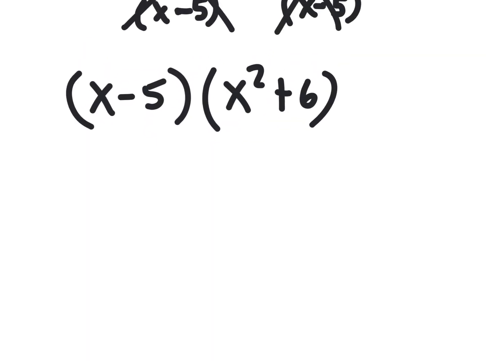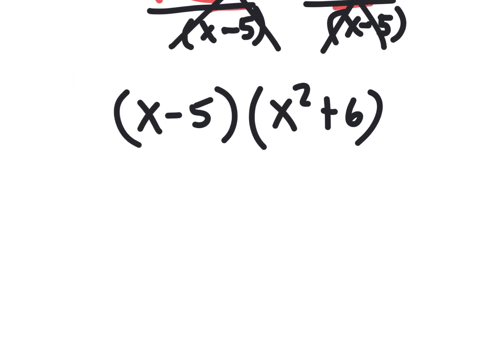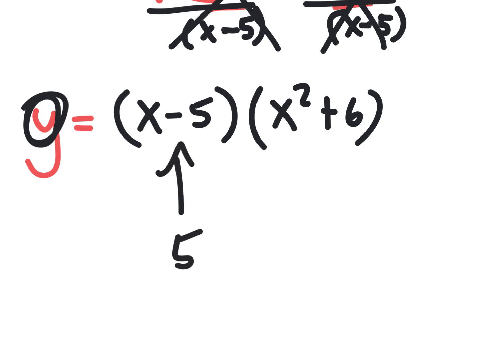Now, if I want this thing to say y equals, because most equations start like that, but if I want the x-intercepts, I would set y equal to 0. And if I want the whole thing to be 0, this is really easy. 5 is one of my zeros. That's one of my x-intercepts.